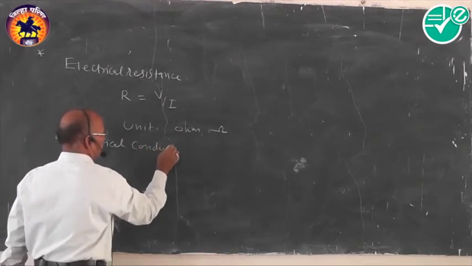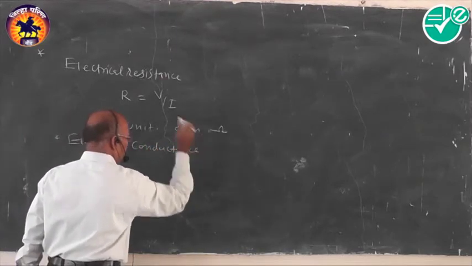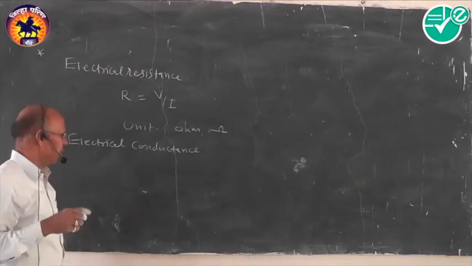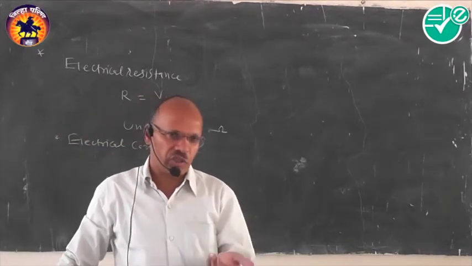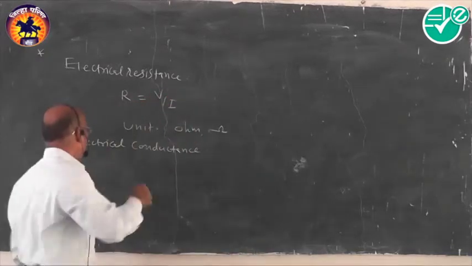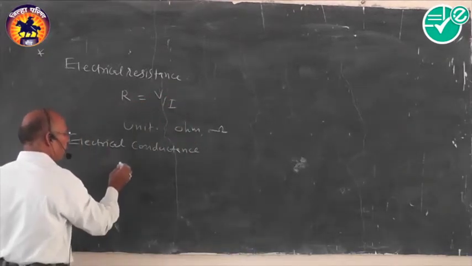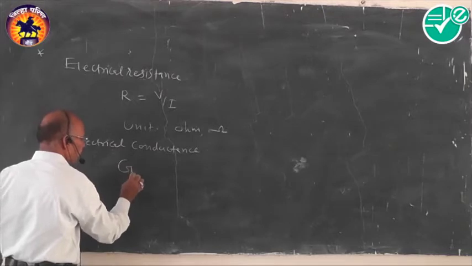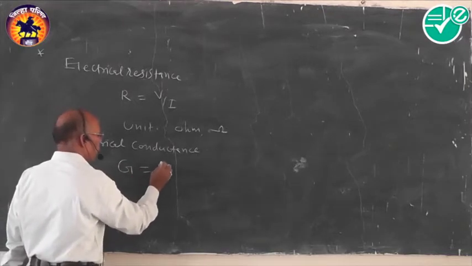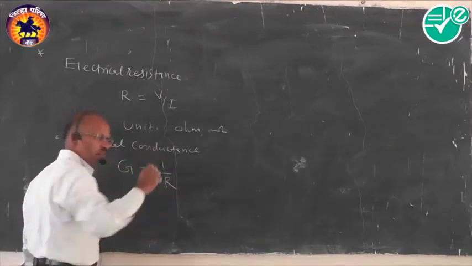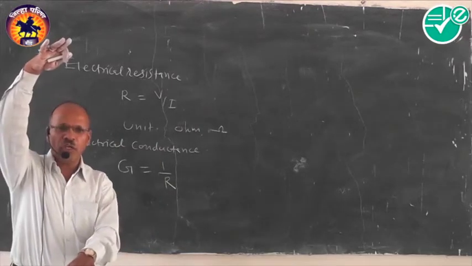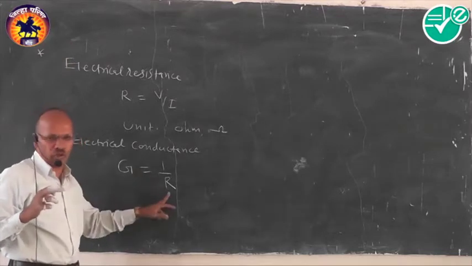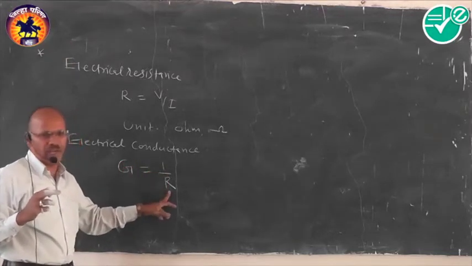conductivity. Electrical conductance, second term. Now it is familiar here that this conductance is inversely related to the resistance. In this particular case, this electrical conductance represented by the term G is equal to 1 by R. Reciprocal of each other. Both are inverse, actually opposite. G is equal to 1 by R.